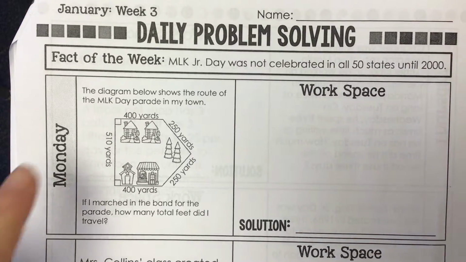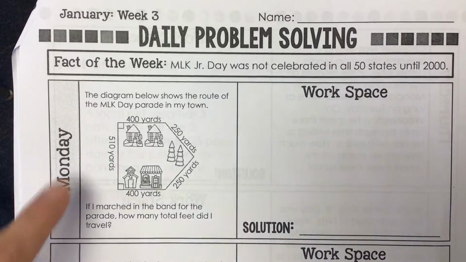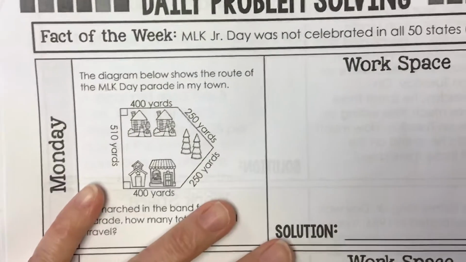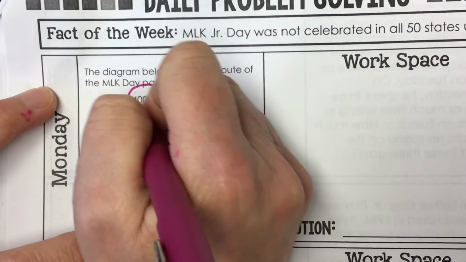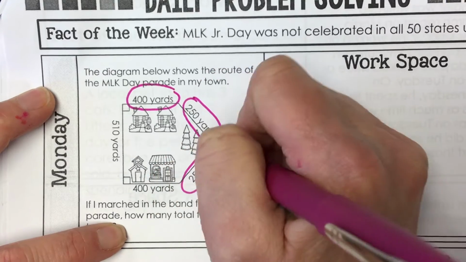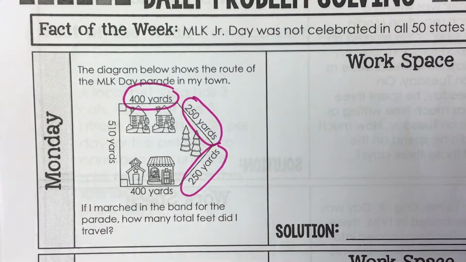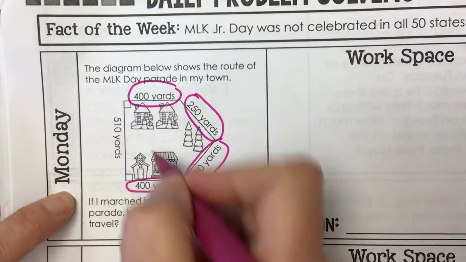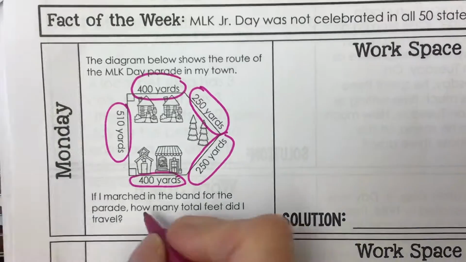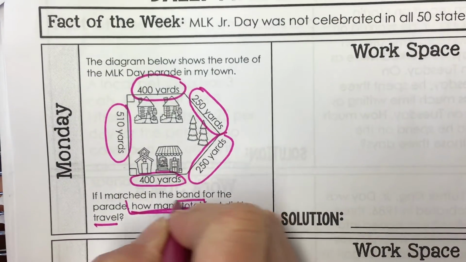So if I look at this question, it says the diagram below shows the route of the MLK Day Parade in my town. Okay, so these numbers and units are the important numbers and units that should be circled. 400 yards, 250 yards, 250 yards, 400 yards, and 510 yards. If I marched in the band for the parade, how many total feet did I travel?